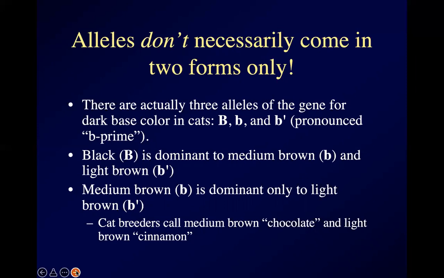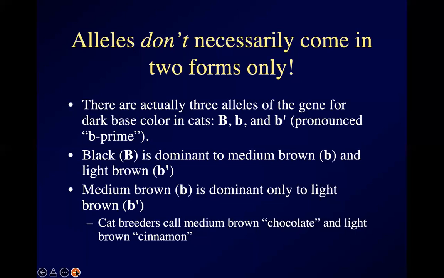Anyway, cats are something you've seen before, and cats are something that you might feel a little bit more of a connection to than pea plants. And a nice example of alleles coming in more than two forms is in cats.